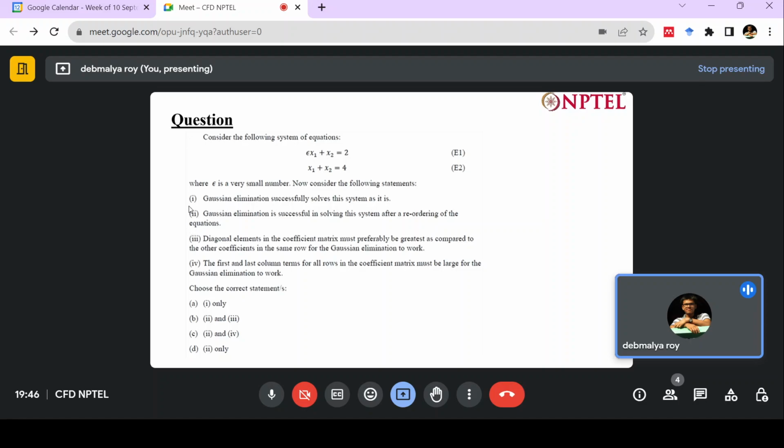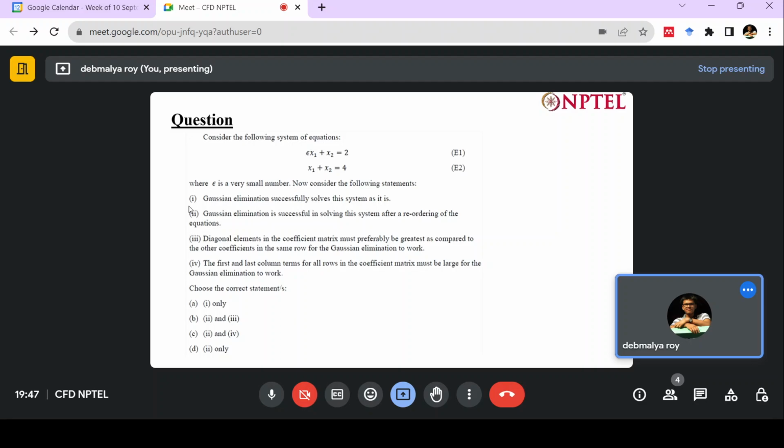So let's try to answer this question. Next question. Here a system of equations is given, and we are trying to solve this using Gaussian elimination method. What is special about this particular system of equations? That epsilon is a very small number. So Gaussian elimination successfully solves this system of equations as it is.